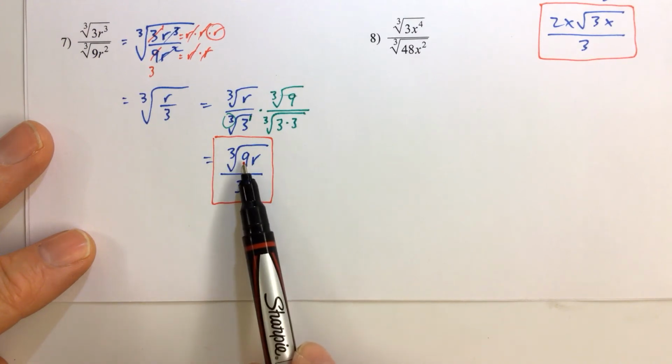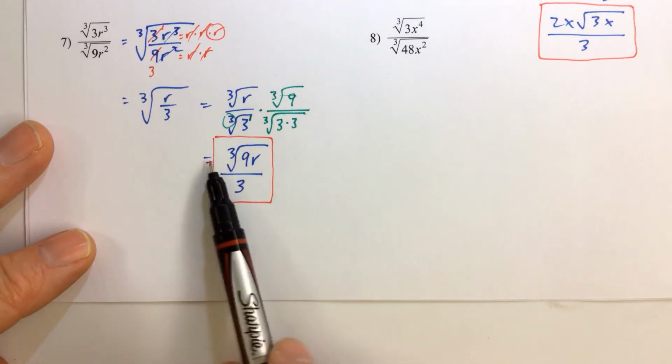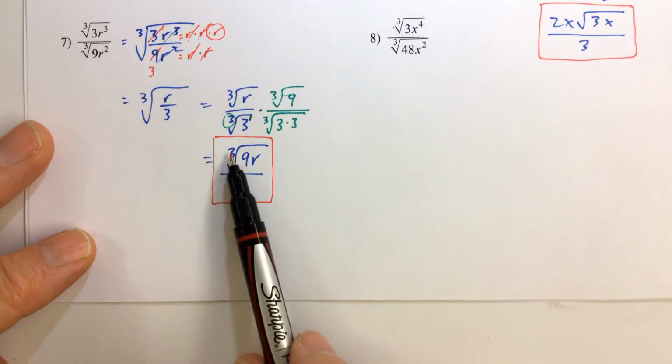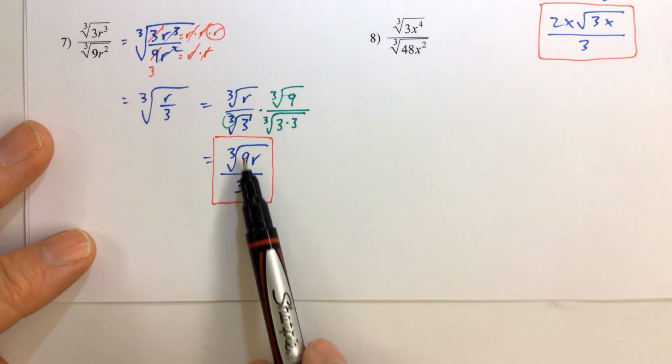That 9 right there underneath the radical, every time you've seen that, you've pulled out a 3 because it was a square root of 9. But the square root of 9 is 3, but the cube root of 9 is just left like that, the cube root of 9.